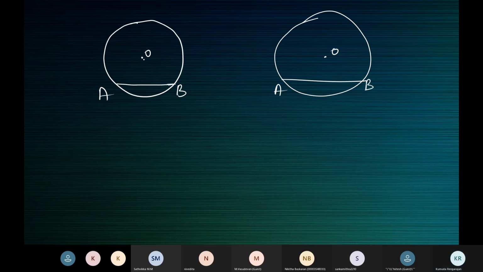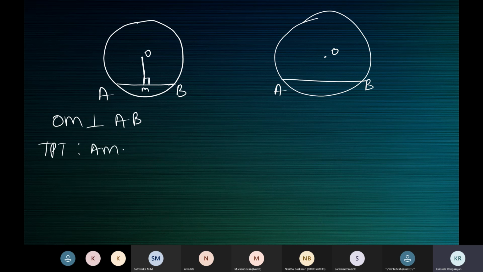In the theorem, we have OM. This is the perpendicular from the center to the chord. So if it's given it's a perpendicular, you'll have to prove that it bisects the chord. If you're given that OM is perpendicular to AB, you'll have to prove that AM is equal to MB. The chord is bisected.